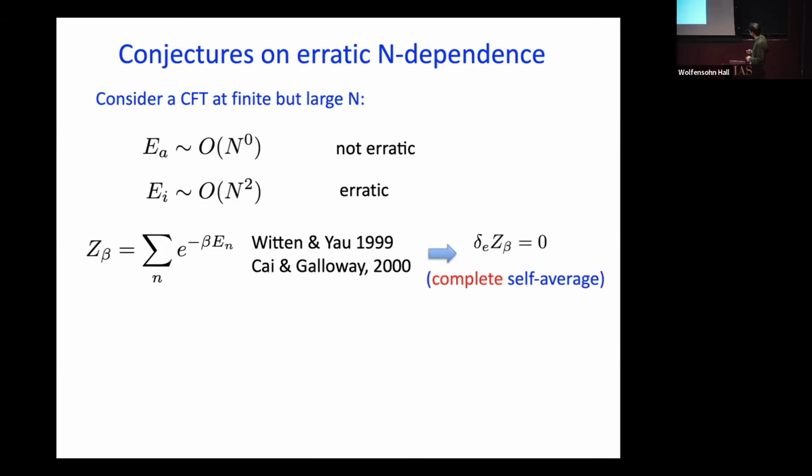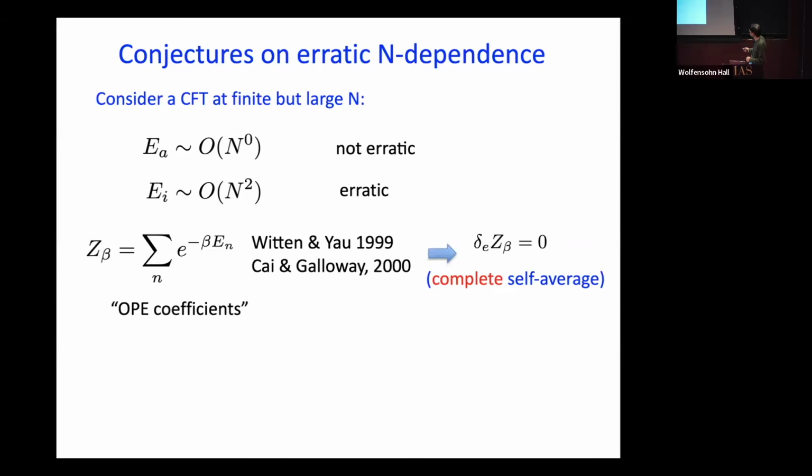So remember, when you're above the Hawking-Page temperature, the sum over black hole states dominates. But somehow the sum over black hole states completely self-averages in this thermal partition function. And we can also consider more complicated observables, Euclidean observables, say more complicated partition functions or Euclidean correlation functions, which will involve the OPE coefficients.